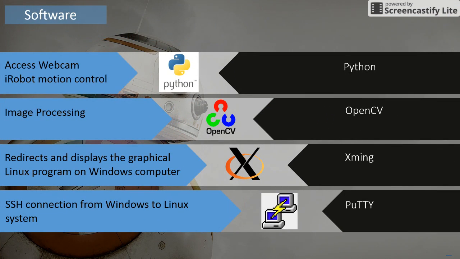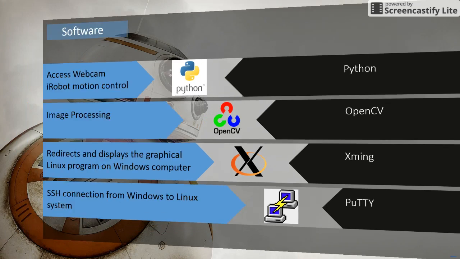So for software, we are using Python, OpenCV, Xming, and PuTTY. We are using Python to access the webcam and to control the motion of the iRobot. OpenCV for image processing, Xming for redirecting and displaying the graphical Linux program on the Windows computer, and the PuTTY to do the SSH connection from Windows to Linux system.